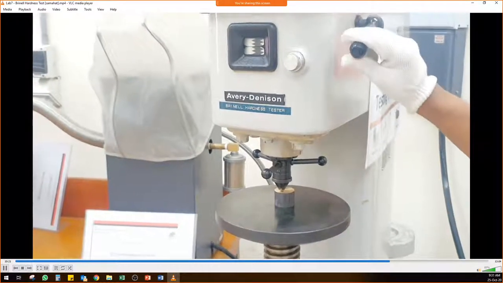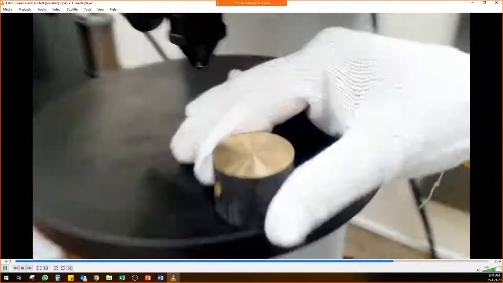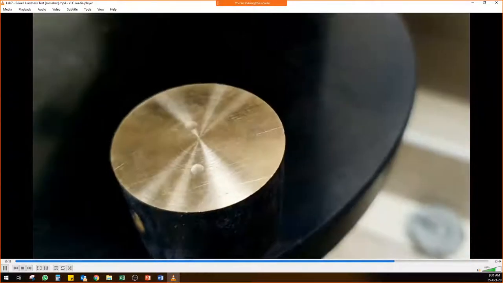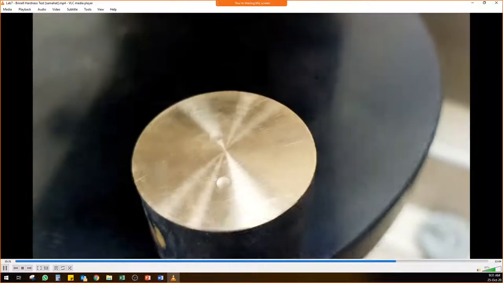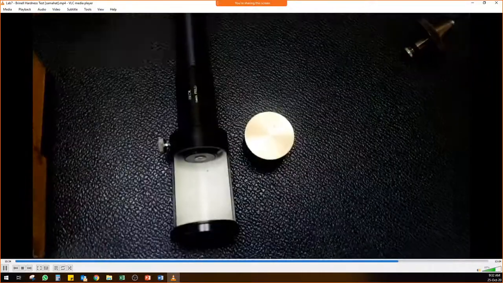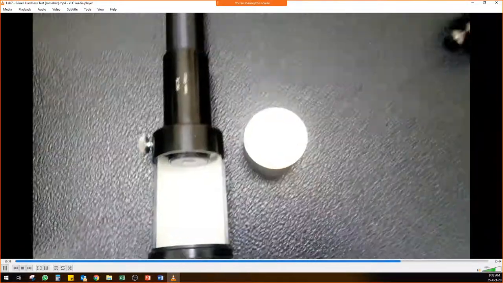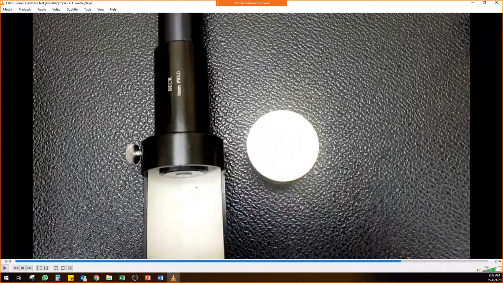Now we release the lever and we can bring the table down and inspect our sample. Now the sample is inspected to have another indentation. Now we have two indentations here. We have brought our brass sample back to our microscope examination, and it's the same procedure repeating. So I hope it will refresh the previous test also for you.